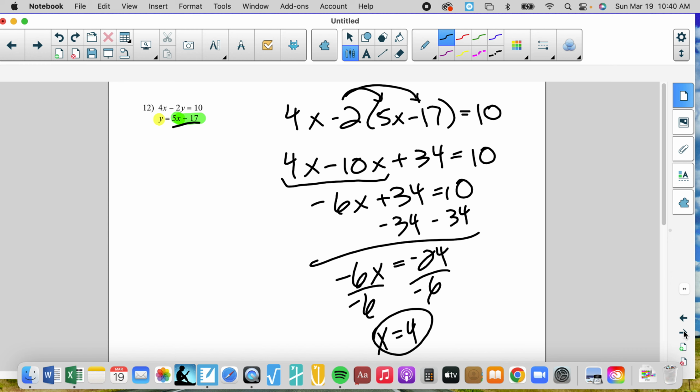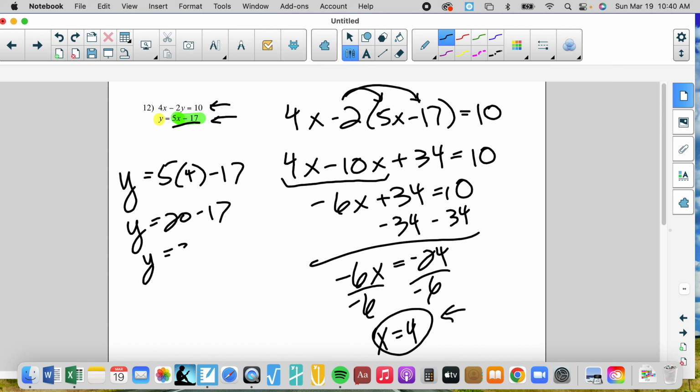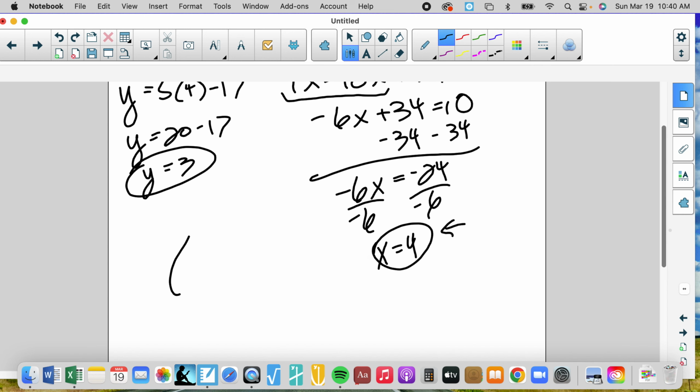Okay. So we substituted back into here to find my x value. So we're going to go into the other equation to find my y value. My x value is 4, so y equals 5 times 4 minus 17. Y equals 20 minus 17. Y equals 3. So make sure you write your coordinate, your x value, your y value.